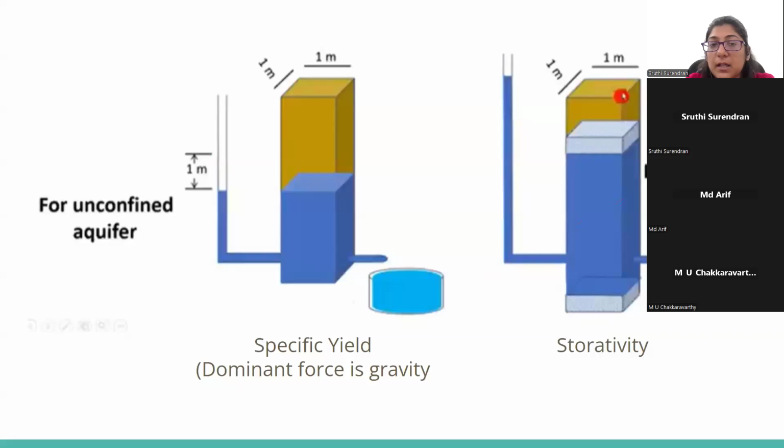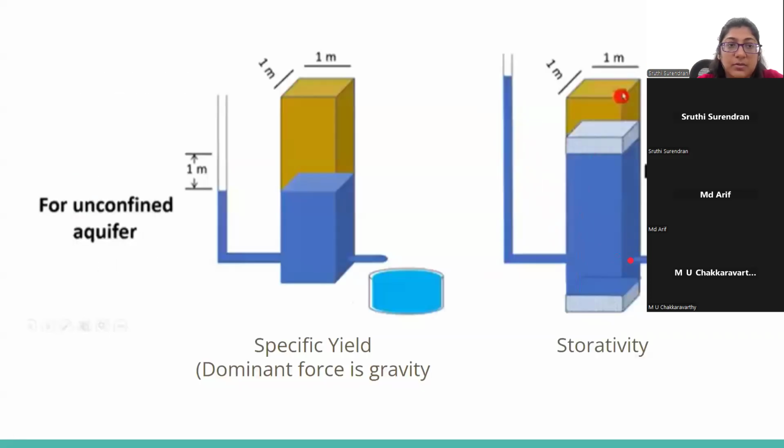Now, in the case of a confined aquifer, the confined water is already going to be under some sort of pressure. So even if 1 meter of water goes down and some amount of water is obtained, the level of this water is not going to reduce within this aquifer. That is because the water in this aquifer always has some extra hydrostatic pressure on it as a result of the confinement of the water. So this term is called the storativity.